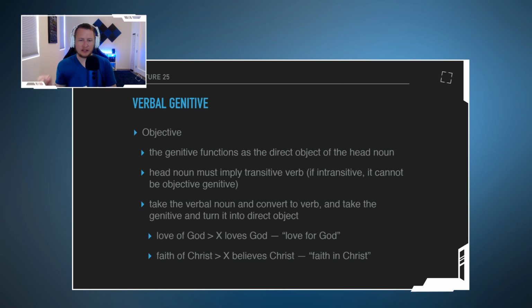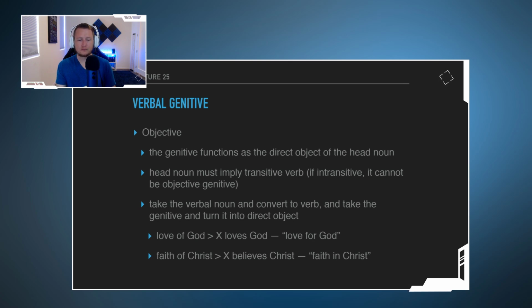Now, you take the verbal noun, convert it to a verb. Same thing as the subjective genitive. And then you take the genitive and turn it into not the subject, but the direct object. So look at love of God. You take love, that becomes the verb, loves. Of God becomes the direct object, loves God. Blank loves God. And then what you do is, in this case, you would supply the word for. So the objective genitive translation becomes love for God.